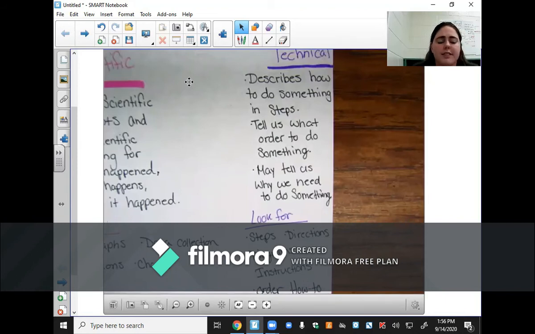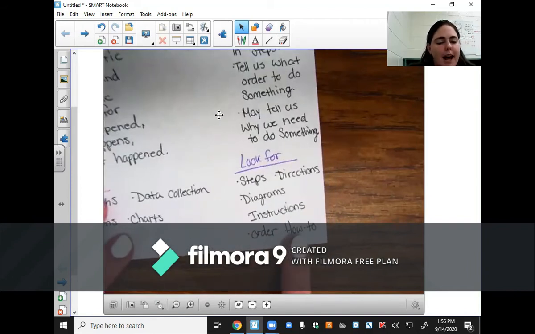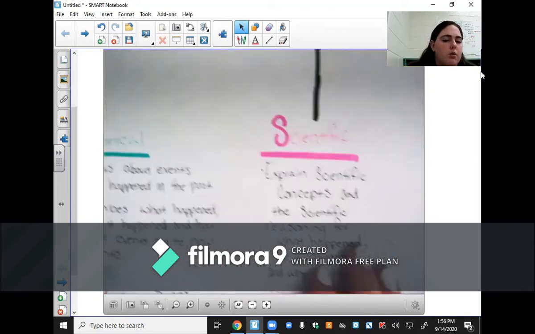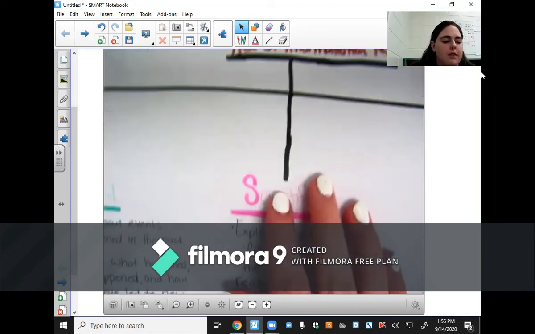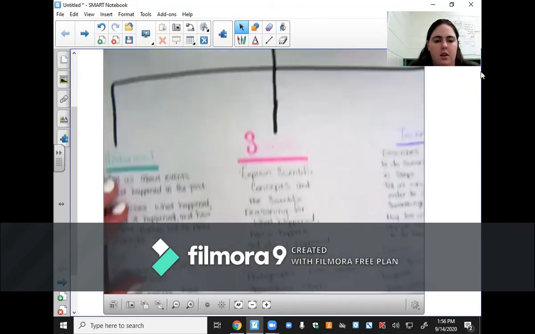So you're looking for steps. It may have directions or diagrams. It has instructions in it telling you what to do at each step. It has order, and then it talks about how to do something. Most of the time it's how to do something. So directions or anything you follow. So that is our chart.